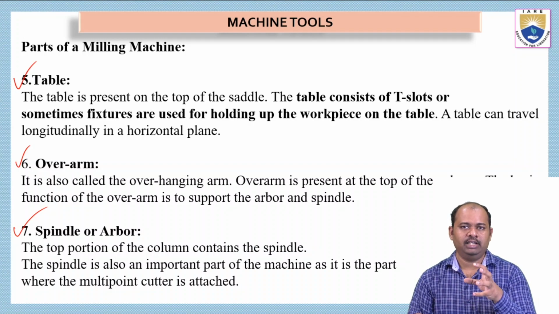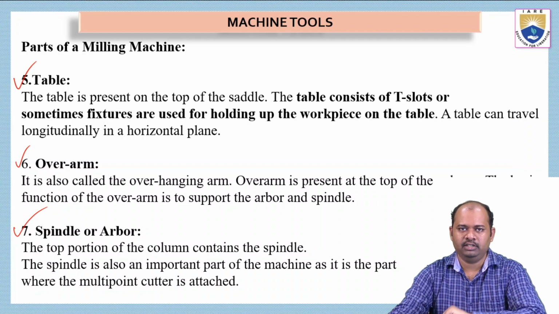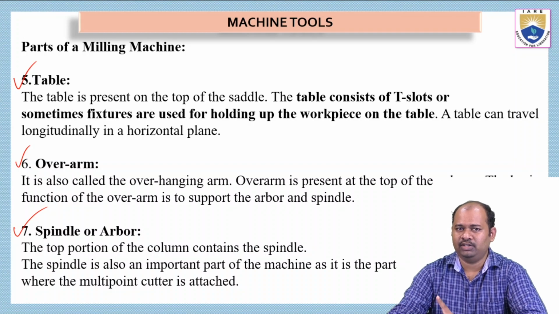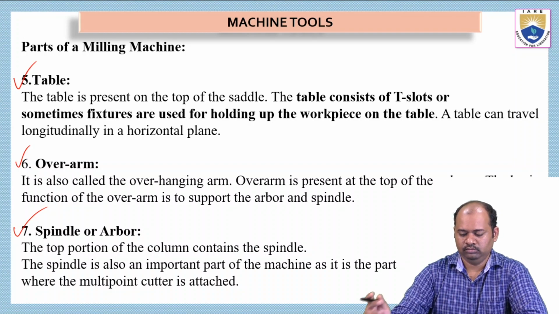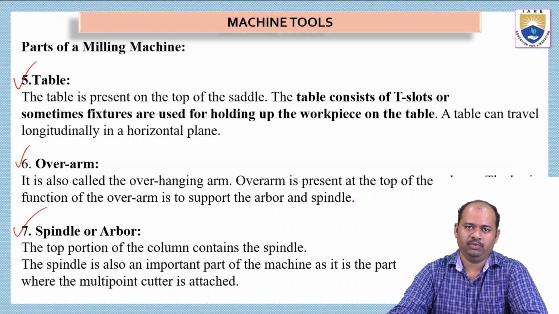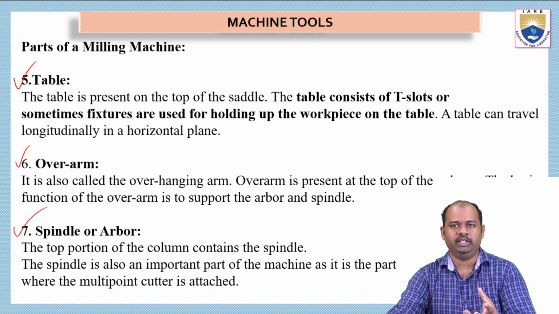We have already studied that the multi-point cutting tool has multiple points, whereas in a lathe machine it has only one point of cutting edge. So because it has multiple cutting edges, it is responsible for removing more material in lesser time.